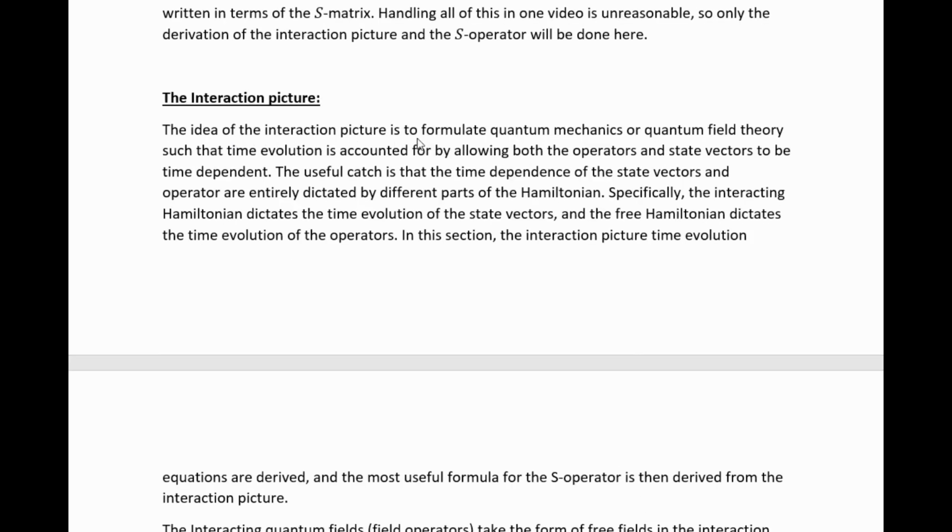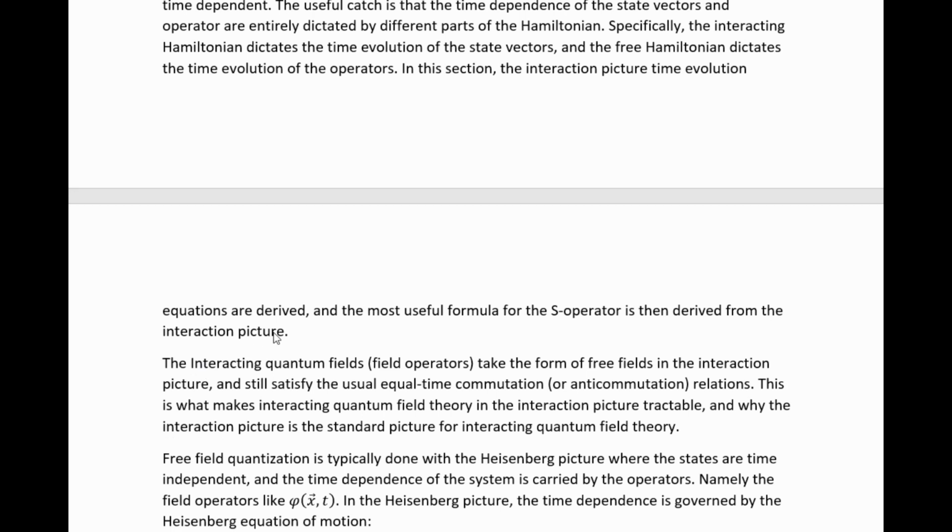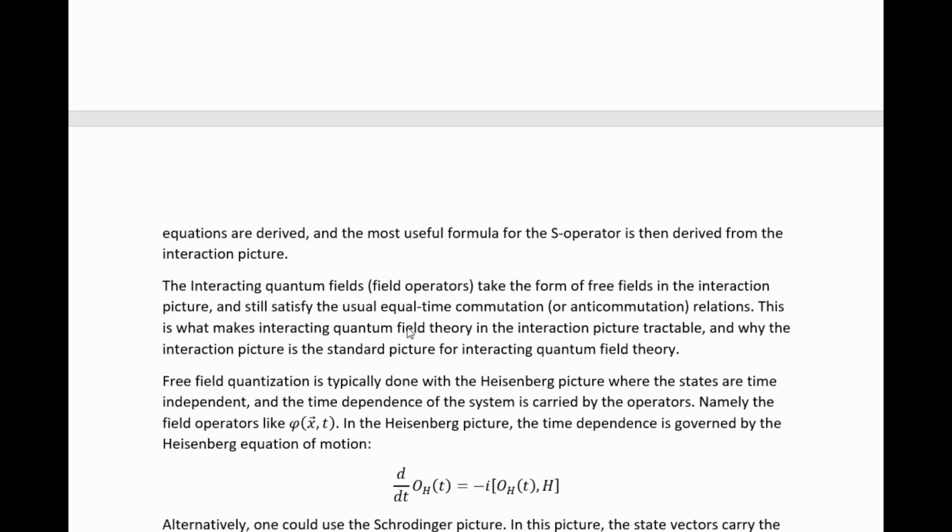The idea of the interaction picture is to formulate quantum mechanics or quantum field theory such that time evolution is accounted for by allowing both the operators and state vectors to be time dependent. The useful catch is that the time dependence of the state vectors and operators are entirely dictated by different parts of the Hamiltonian. Specifically, the interacting Hamiltonian dictates the time evolution of the state vectors, and the free Hamiltonian dictates the time evolution of the operators. In this section, the interaction picture time evolution equations are derived, and the most useful formula for the S operator is then derived from the interaction picture.